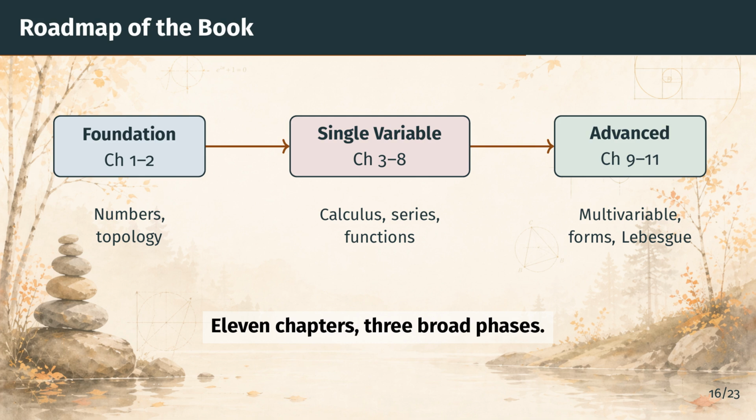The book has 11 chapters that fall naturally into 3 phases. Chapters 1 and 2 are the foundation, where we build the real numbers and the basic topology of metric spaces. Chapters 3 through 8 are the heart of single variable analysis, covering sequences, series, continuity, differentiation, integration, and special functions. Chapters 9 through 11 are the advanced material, functions of several variables, differential forms, and a first taste of Lebesgue theory. Let's look at each chapter in a bit more detail.